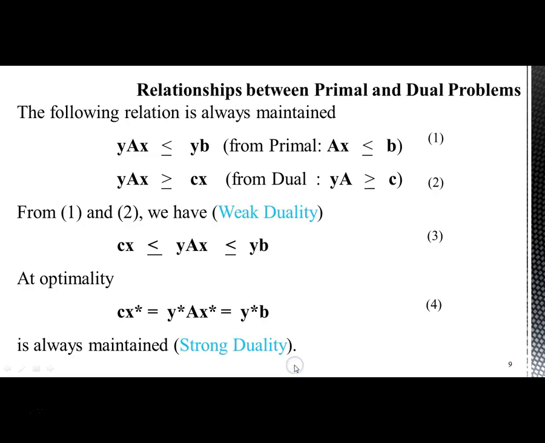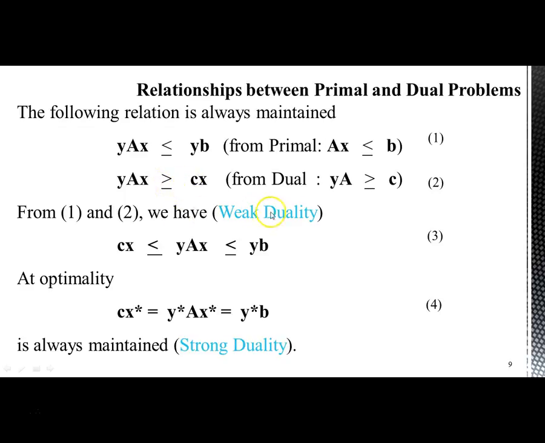Okay, now the relationship between the primal and dual problem. Remember one thing, the following relation is always maintained between the primal and dual. What happens? y times Ax must be less than or equal to yb. From the primal we know that Ax is less than or equal to b, so if you multiply by y, this is exactly how it looks. Or from the dual, if we have this one, we just multiply by x, which with the sign change is greater than or equal to cx.